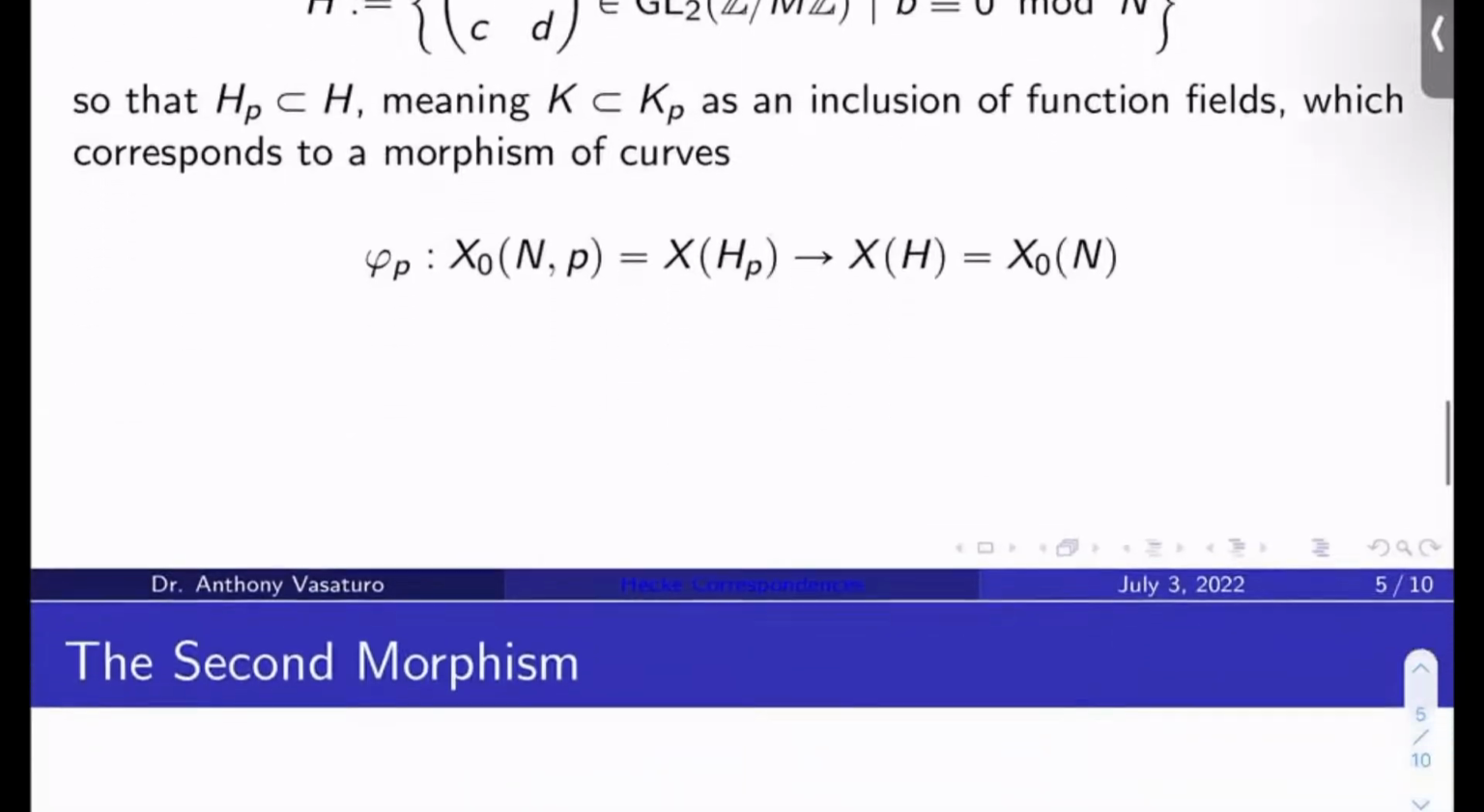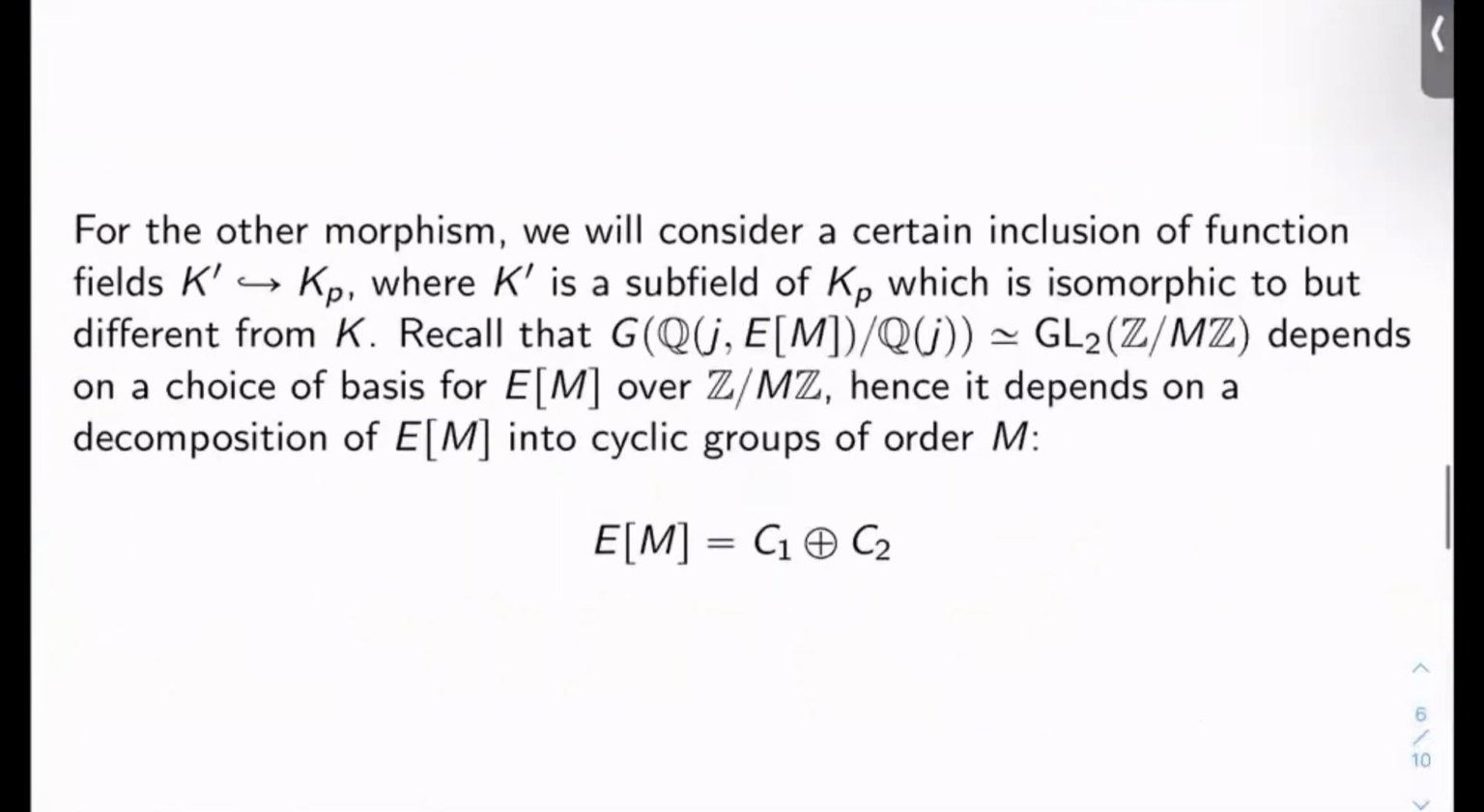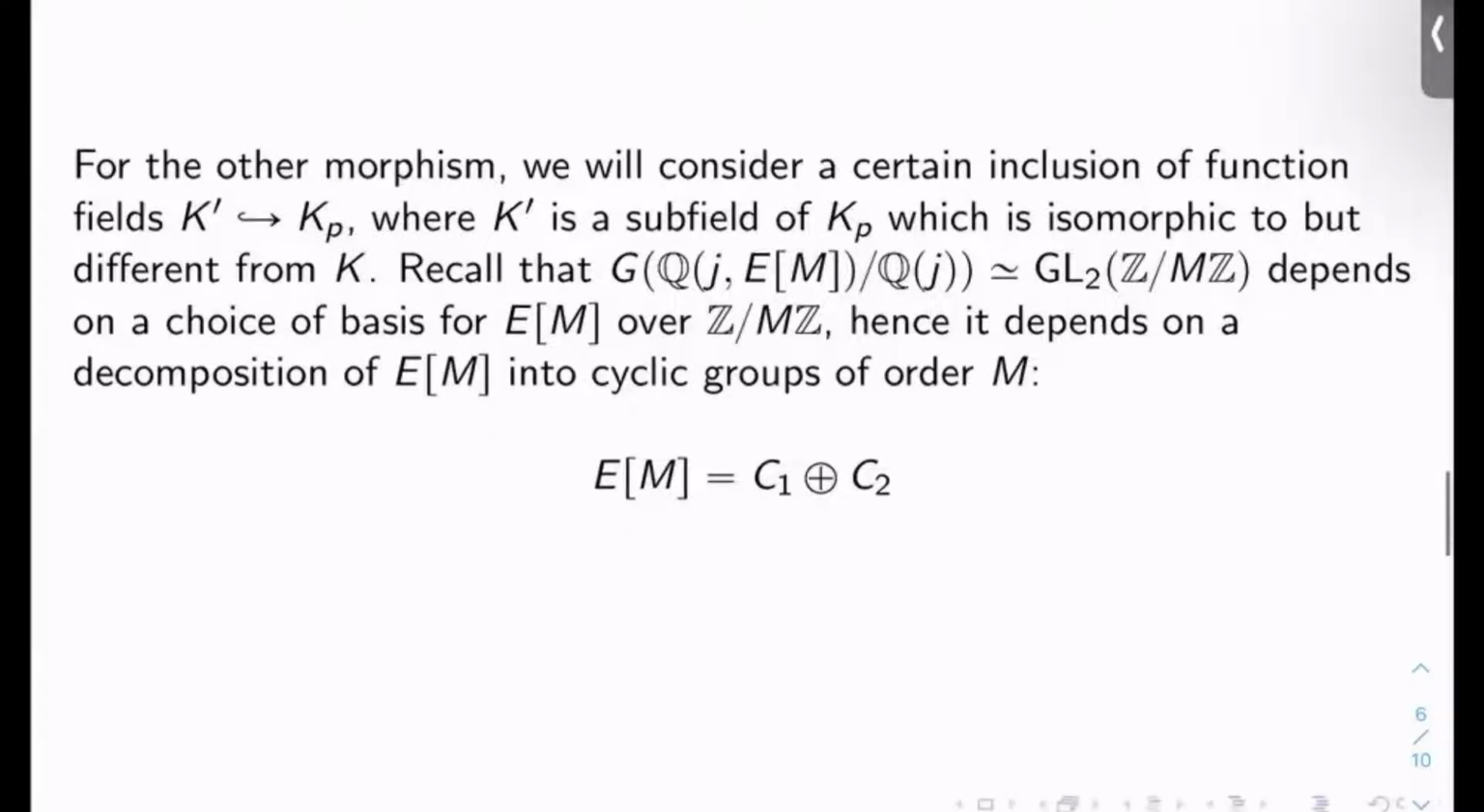We need another map to go from this curve to actually have a correspondence. So how do we do that? For the other morphism, we will consider a certain inclusion of function fields, K prime we'll call it, into KP, where K prime is a subfield of KP, which is isomorphic to but different from K. So we already have K going in here, giving us our first map. I want another field K prime going in here, that's isomorphic to K but different from K. And that should give me a map from X sub 0 NP to X sub 0 of N in the same way that K did. Okay, here's what we'll do.